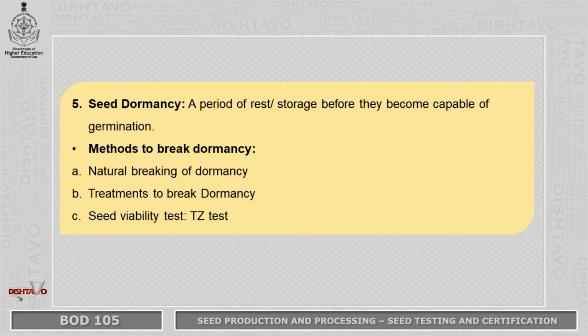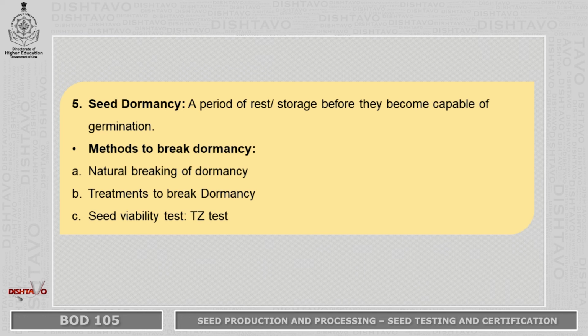Methods to break seed dormancy. First is natural breaking of dormancy, that is you wait for a particular dormant period and then you allow the seed to grow. Second is treatments to break the seed dormancy, that is you treat the seeds with different chemicals or high temperature or different pH solutions.